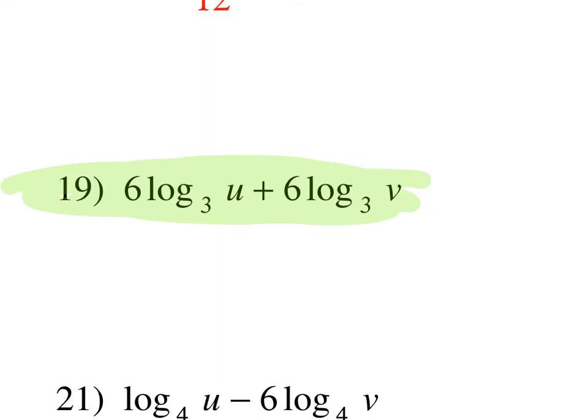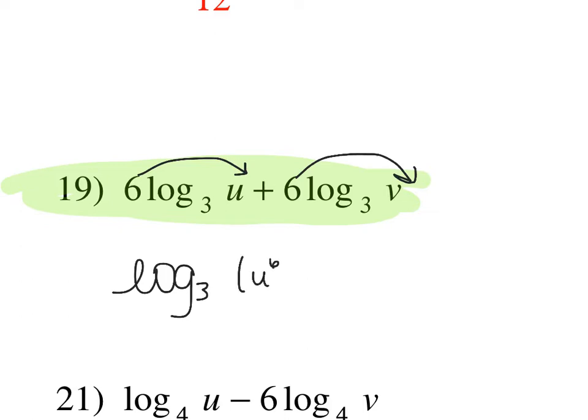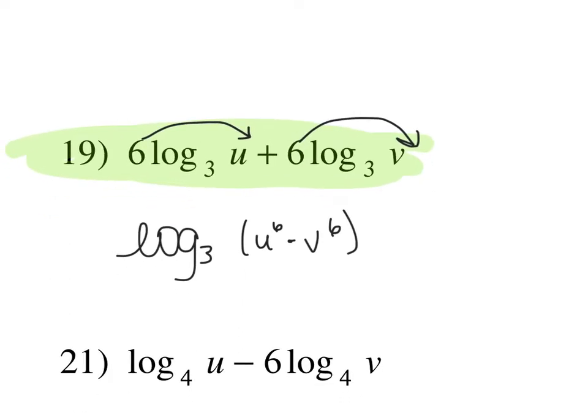First of all, what do you see? Multiplication. And then if I have coefficients, they become exponents. So draw yourself a little arrow. It takes 2 seconds. I have the log base 3. I'm going to write it 1 time. And then I have what? U to the 6 times V to the 6. How else could I have written that? UV in parentheses to the 6th power. That's fine.